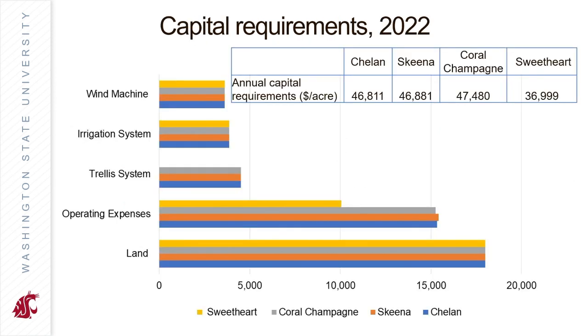And these are the capital requirements: about $47,000 per acre for the Chelan, the Skeena, and the Coral, and $37,000 for the Sweetheart. This is mainly because of the density, right? Remember, we have 272 for Sweetheart and 605 for the other ones. So that dictates this difference, and also the fact that the Sweetheart will not need a trellis because it's on Mazzard, and the other ones need a trellis support system. But the other costs are about the same.